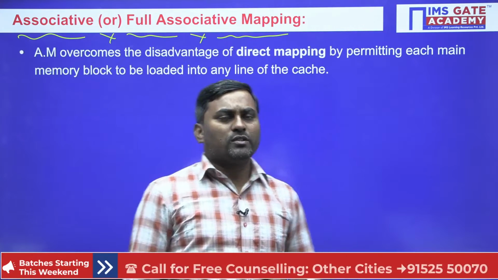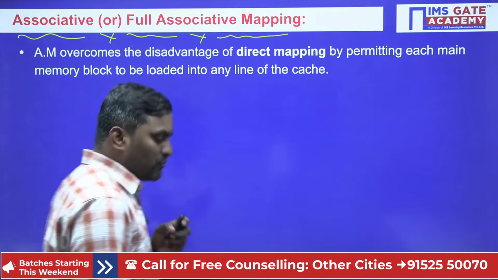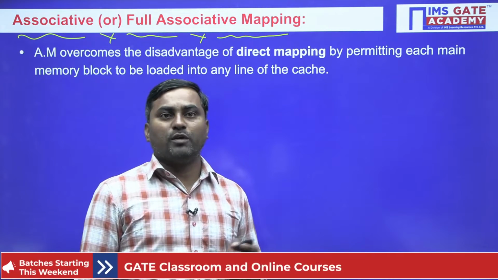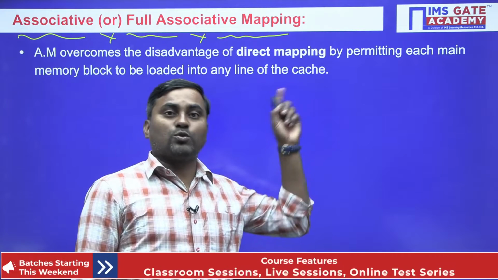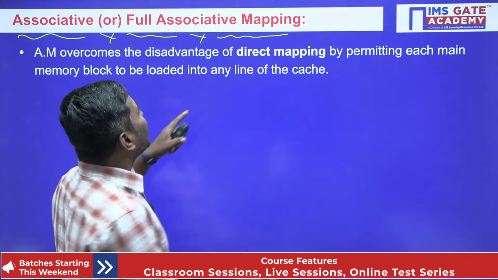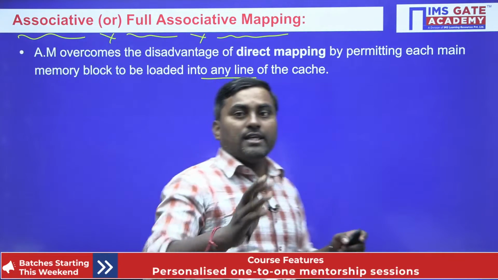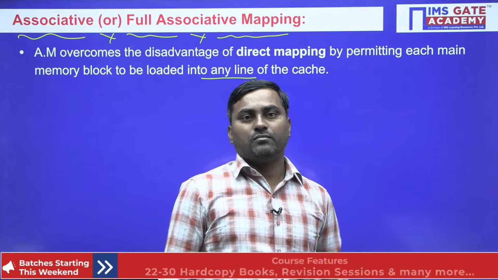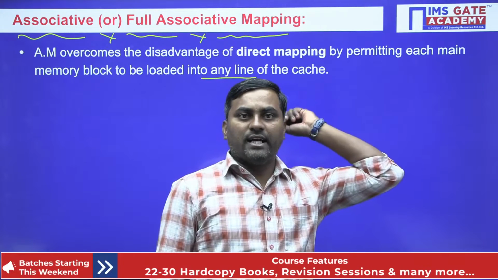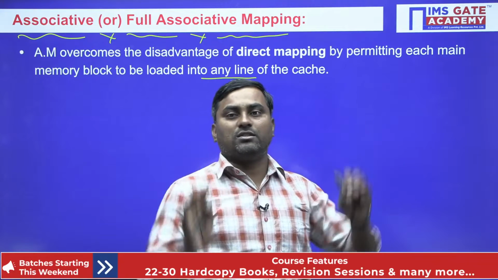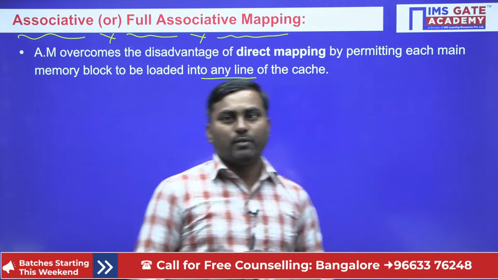What was the limitation of the direct address mapping? Conflict penalty. The disadvantage of direct address mapping can be overcome by using associative mapping. What is it saying? It permits each main memory block to be loaded into any line of the cache, anywhere you can store, wherever free blocks are there. Simply rewriting the statement: any block of main memory can be placed anywhere in the cache. That's it. This is what associative mapping is saying.